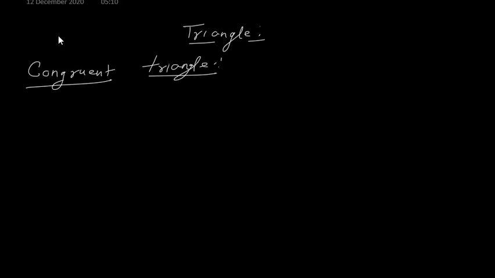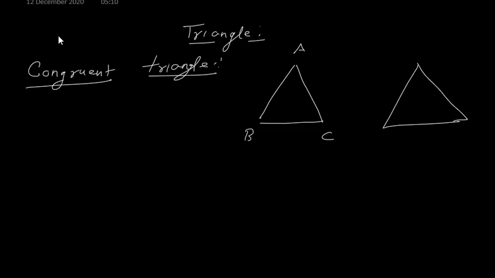Two triangles ABC and PQR. Now, these two triangles ABC and PQR are said to be congruent if they are of the same size and the same shape. So when two triangles are of same size and same shape, then we will say that the triangles are congruent.